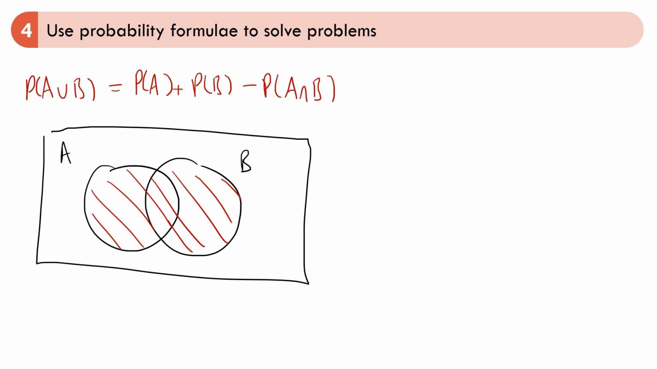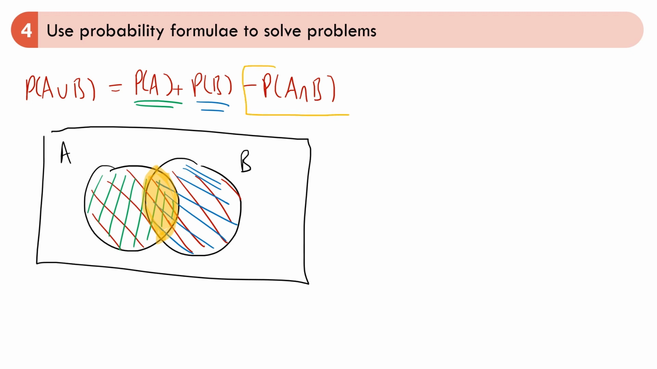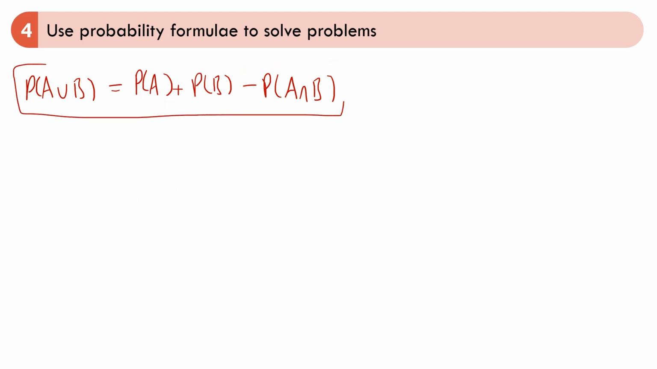Now what we've done in the formula is we've added the probability of A and the probability of B together. So that gives us this area here, and this area here. But we can see the intersection of A and B, we've counted this twice. So you also need to take away one lot of the intersection, so that the probability of A plus the probability of B minus the probability of A intersection B gives us the probability of A union B, which is A or B or A and B. So that is our first probability formula.